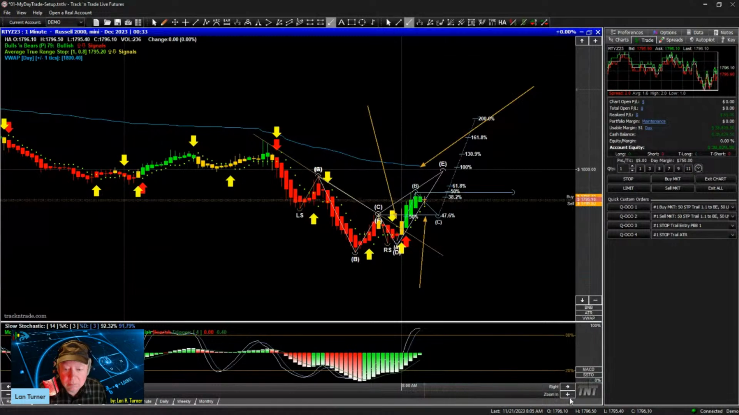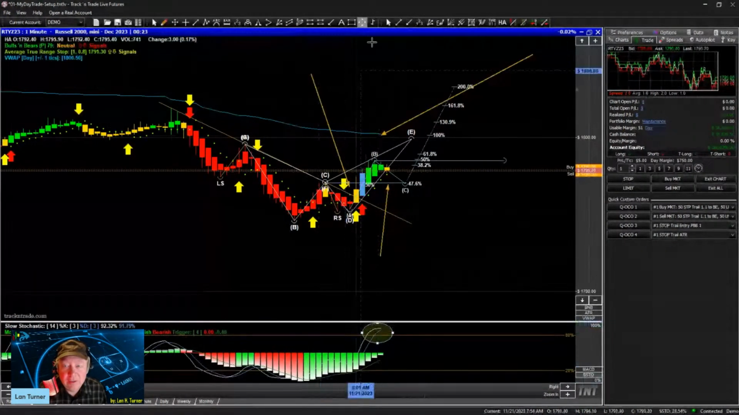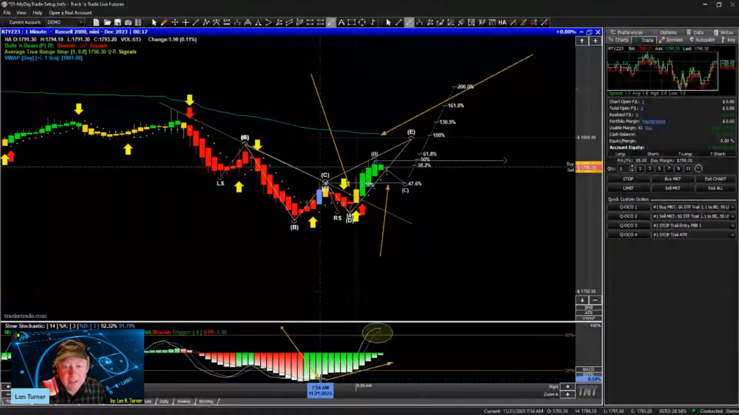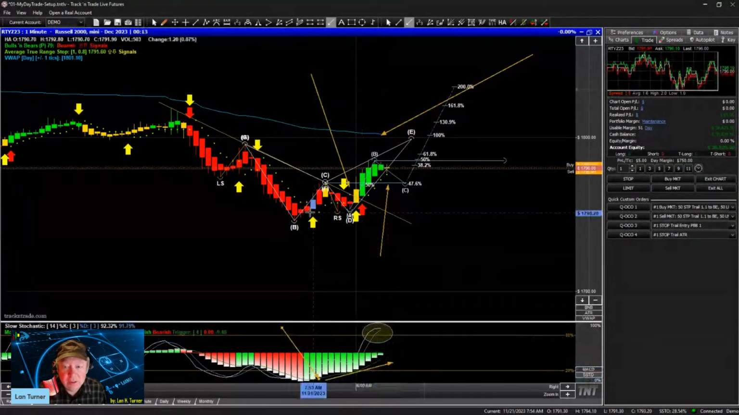Stochastics is way up in the overbought region. We're on the back side of the MACD. MACD switched right here. See the green from red to green? That's the back side now to the down, meaning that we're going bullish. So it did. It curled and started to follow along.